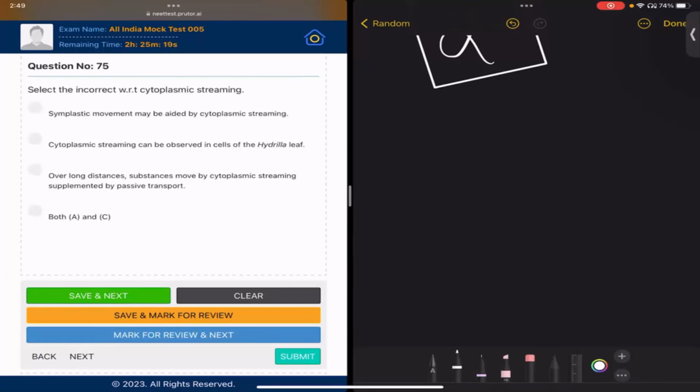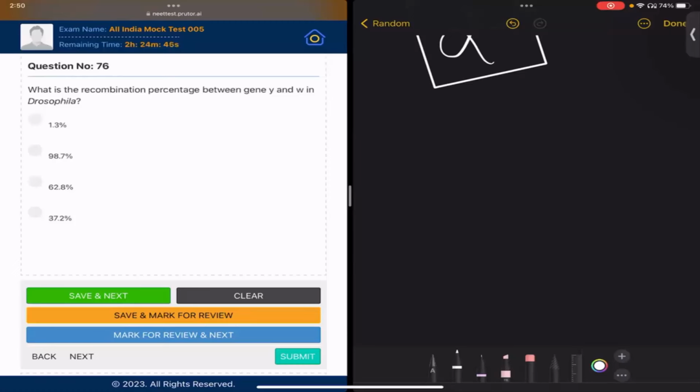Incorrect. So symplastic movement may be aided. This is correct. Cytoplasmic streaming can be observed in the cells of Hydrilla leaf. This is also correct. Over long distances, substance no. लॉन्ग डिस्टेंस के लिए नहीं होता है ये, cell के within intracellular transport में help कर सकता है. So C is incorrect. So option C should be the answer.